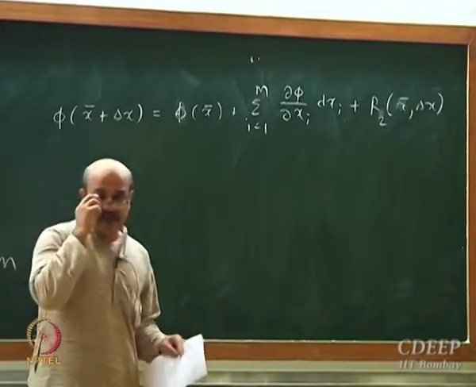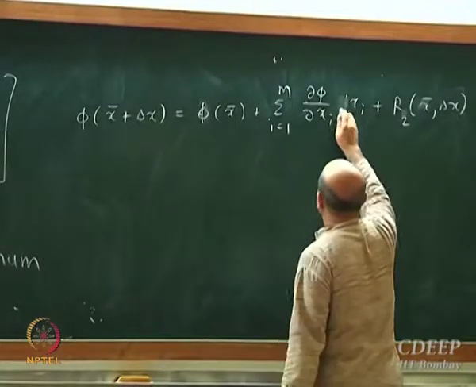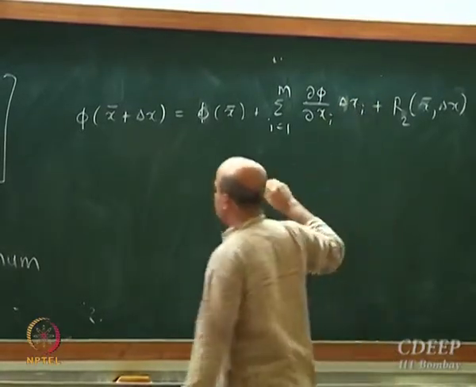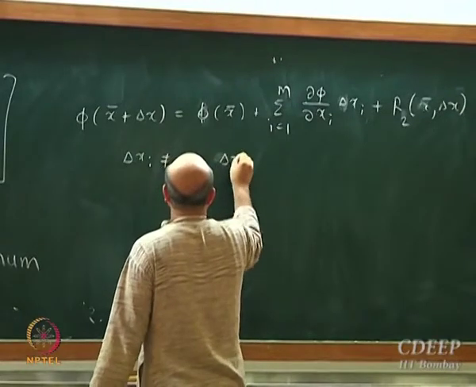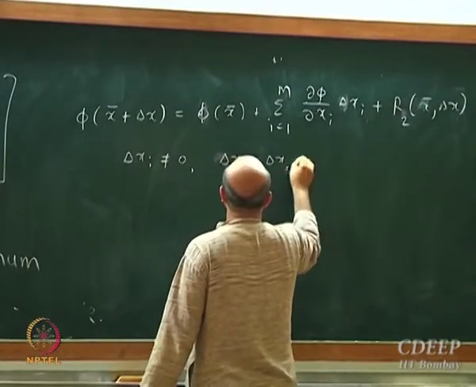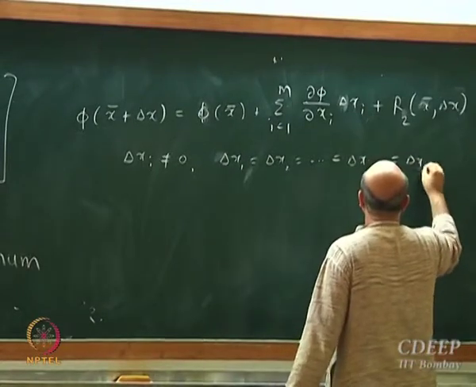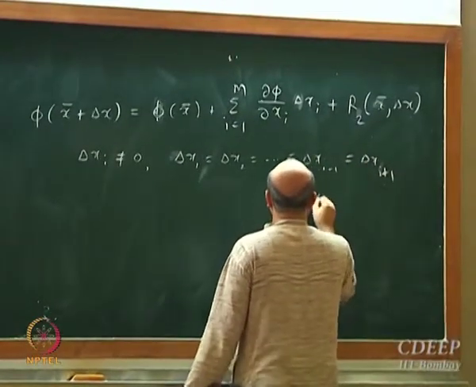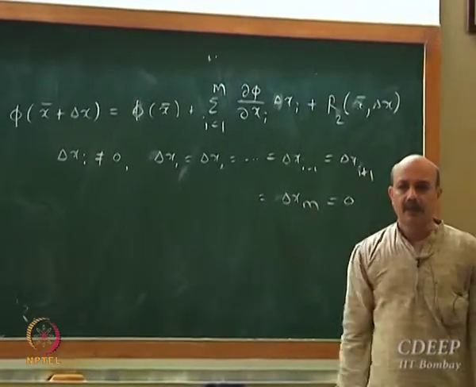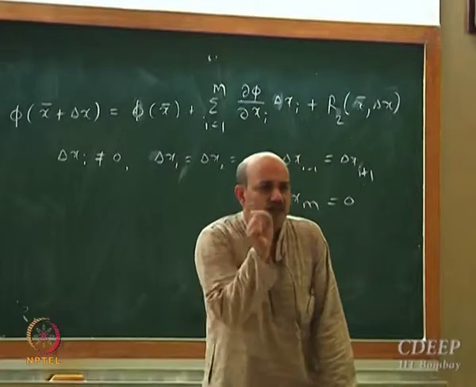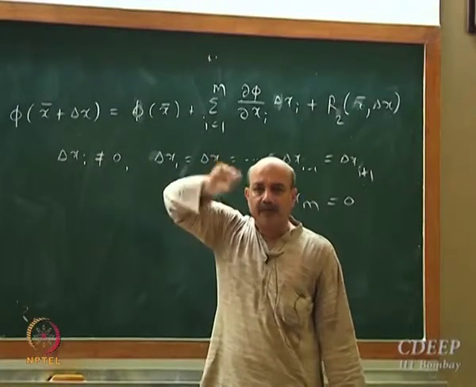Now, if I say that the perturbation is only along one direction, let's say we will put this as small delta xi. So let's assume that only delta xi is not equal to 0, but delta x1, delta x2, up to delta x(i-1), delta x(i+1), up to delta xm are all 0, but only one of them is not 0. Let's make that assumption. All other delta x's are 0. I am choosing to perturb only from x bar, only the ith variable.